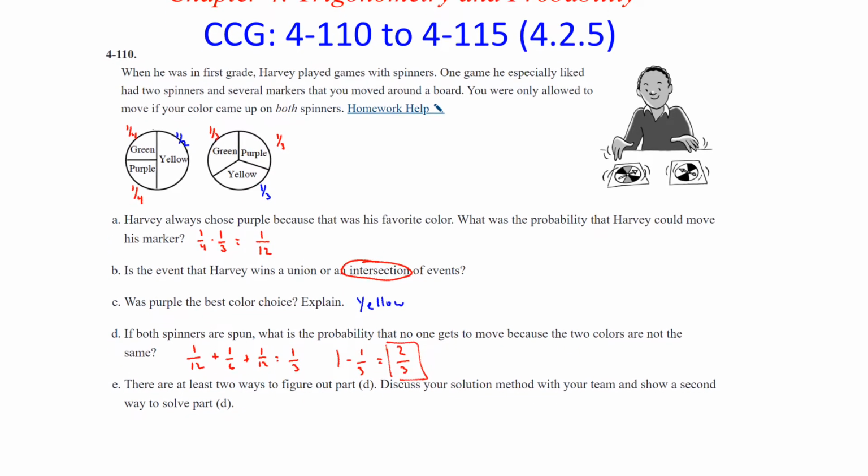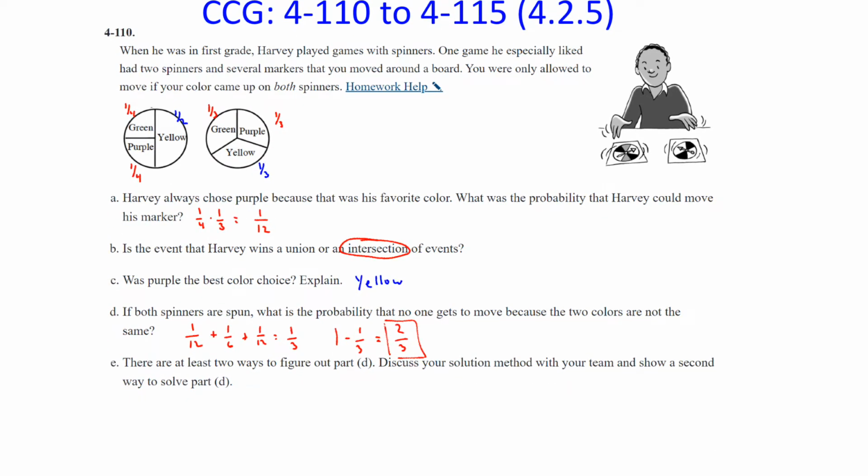The way that I showed it on Part D was the complement. I found out the probability that it would happen, I took 1 minus that, and then that gave us 2/3, which would not. To do it the other way would be to figure out when it would not work. For example, if I have yellow spun on the first one, then I would either have to spin a green or a purple for it not to work. So that would be 1/2 times, since 1/3 plus 1/3 would be 2/3, 1/2 times 2/3. So 1/2 times 2/3 is 2/6.